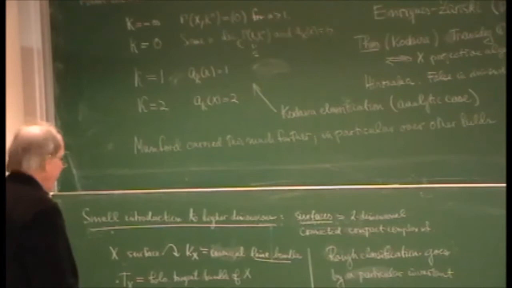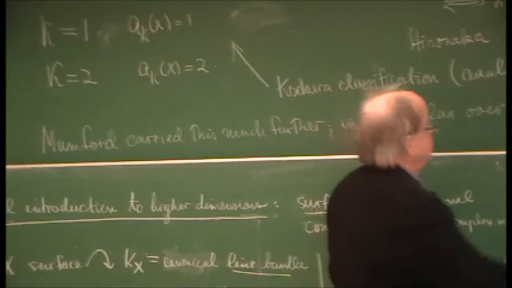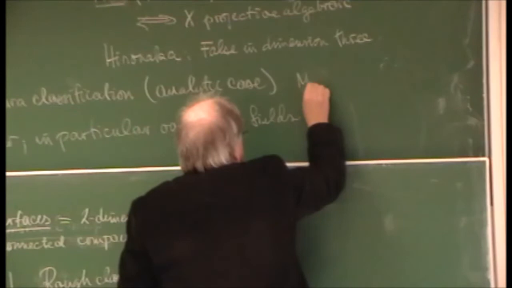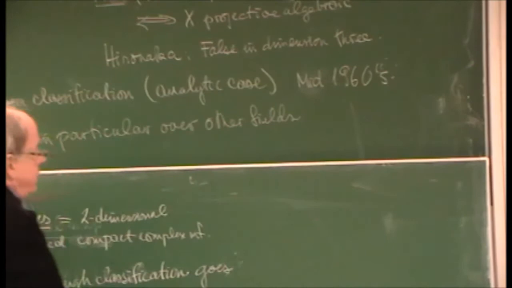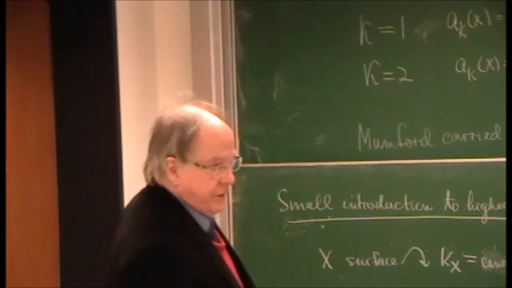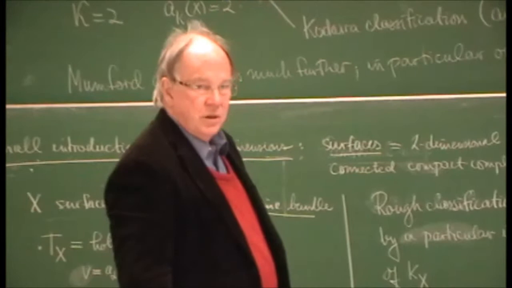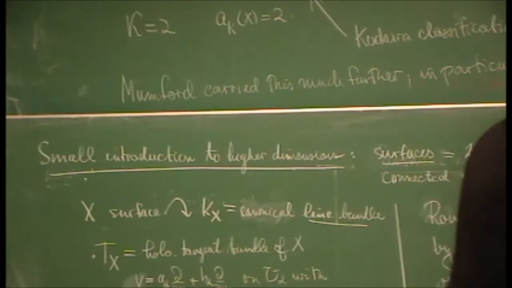Okay, that's the history. Kodaira, I said before, between the wars, this was in the mid-1960s. And the reason it was in the mid-1960s and not earlier is that he did not have the Riemann-Roch theorem in the general setting. Let me just comment on that.